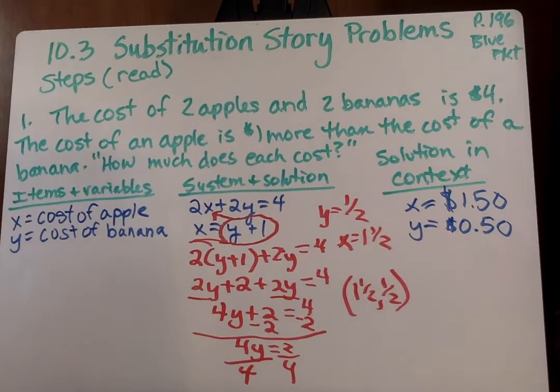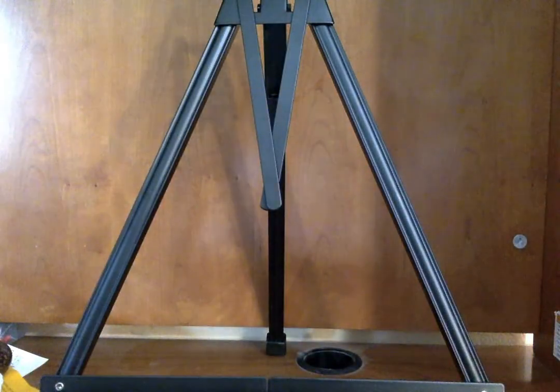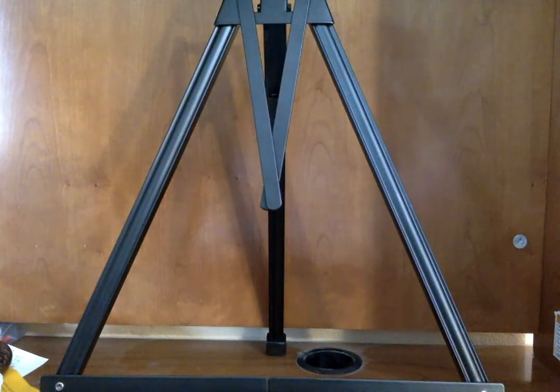And technically we need to write out our solution in context. I'm going to take this off for a second, so you can be writing: apples cost $1.50 each. Bananas cost 50 cents each.